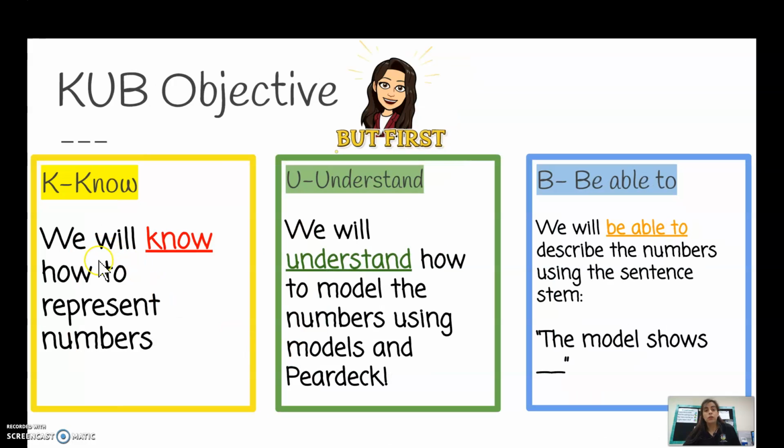Okay. So today we will know how to represent numbers. We'll understand how to model the numbers using models and Pear Deck. So if you went in our live session, we used Pear Deck. In the recording, we will not be able to use the Pear Deck, but I can upload it for student pace, okay? We'll be able to describe the numbers using the sentence stem the model shows. So how many tens, how many thousands, how many hundreds. And notice I'm not putting them in order anymore, because I want you to think about a place value chart, okay?